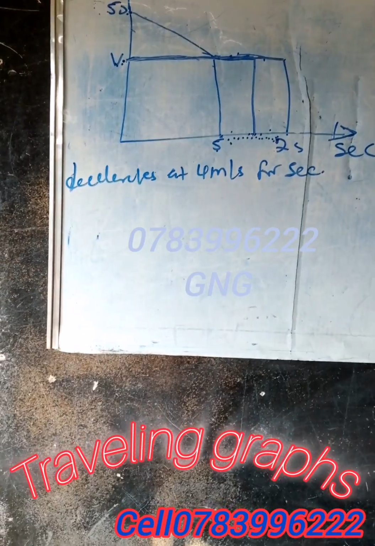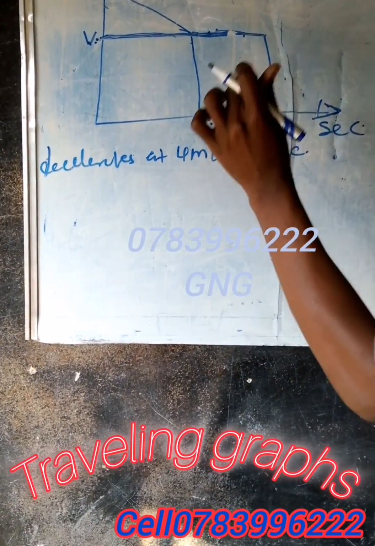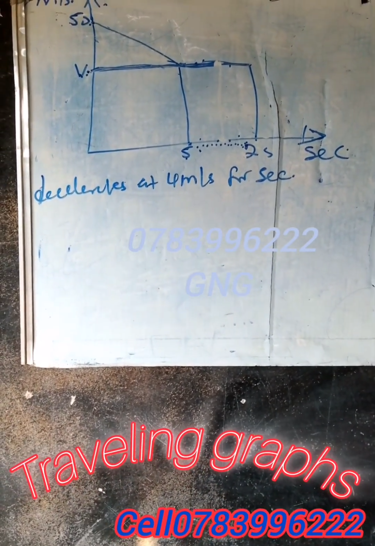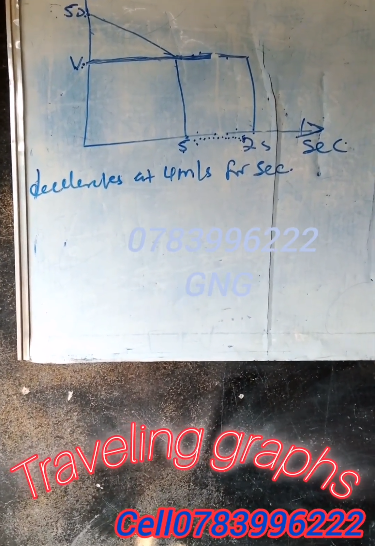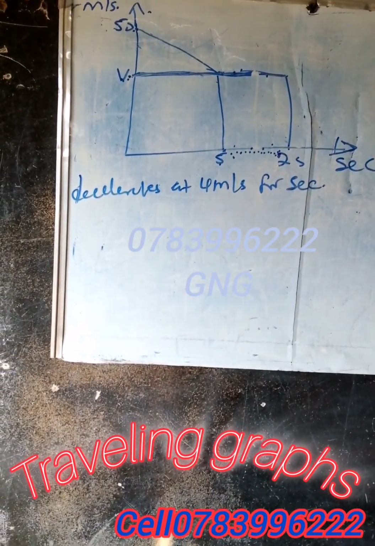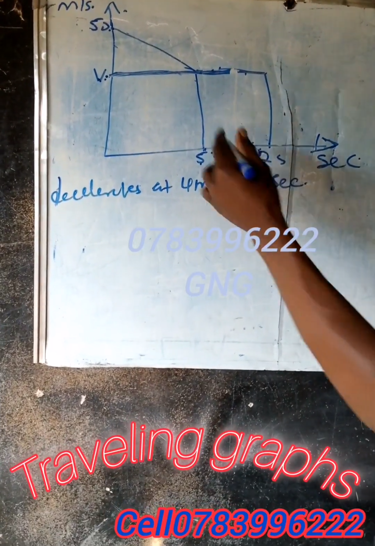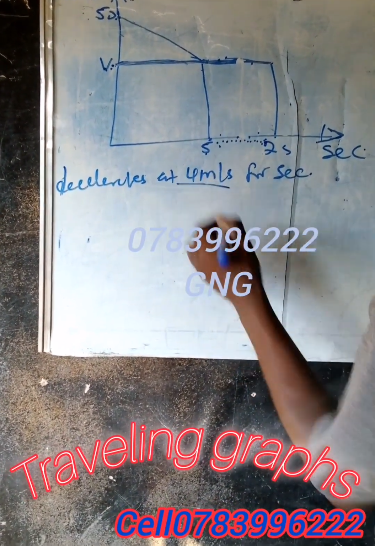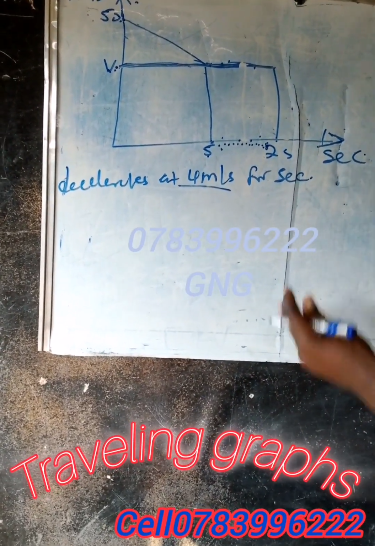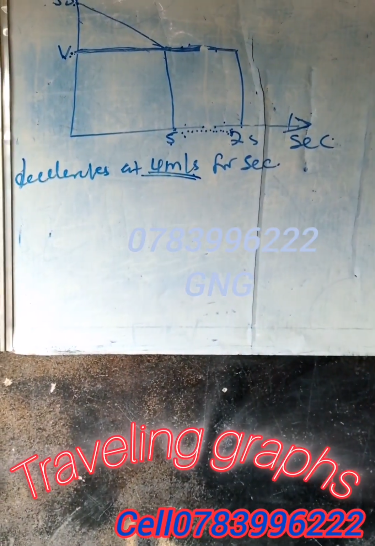The equation is the tricky bit. I need to get 10 seconds, even 17 seconds, even 16 seconds. It will be the same. We are given deceleration. What will be our acceleration? We have deceleration, which means the acceleration is negative, because acceleration is the opposite of deceleration.